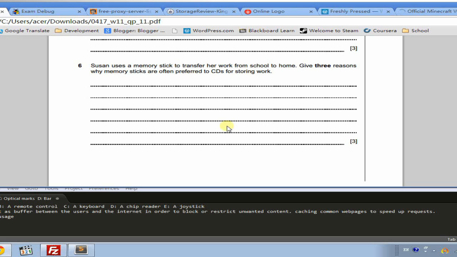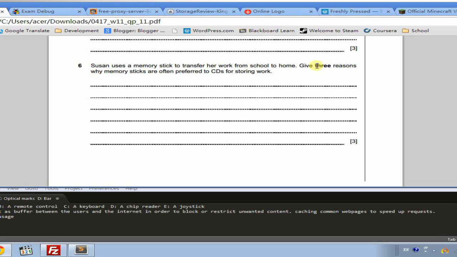So let's move on to question 6. Susan uses a memory stick to transfer her work from school to home. Give 3 reasons why memory sticks are often preferred to CDs for storing work. So again, we have a 3-mark question, and it says specifically 3, so make sure you give 3 answers, even if you're putting in just a bit of a guess.